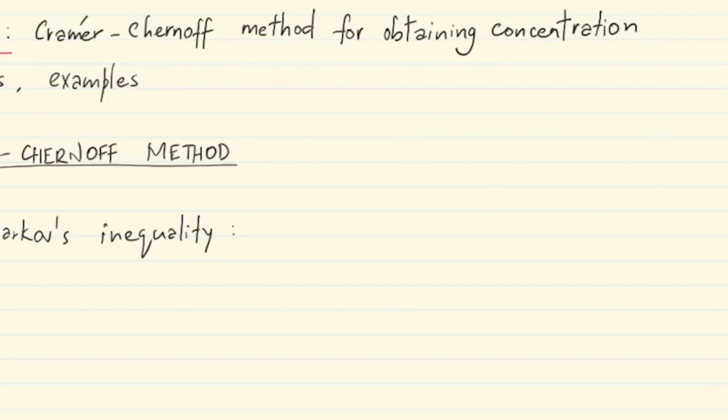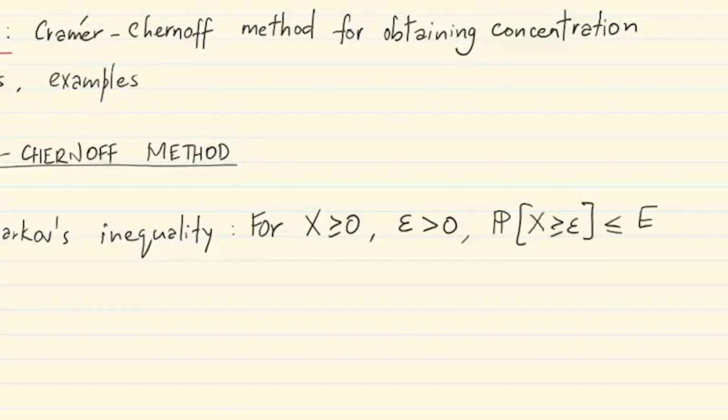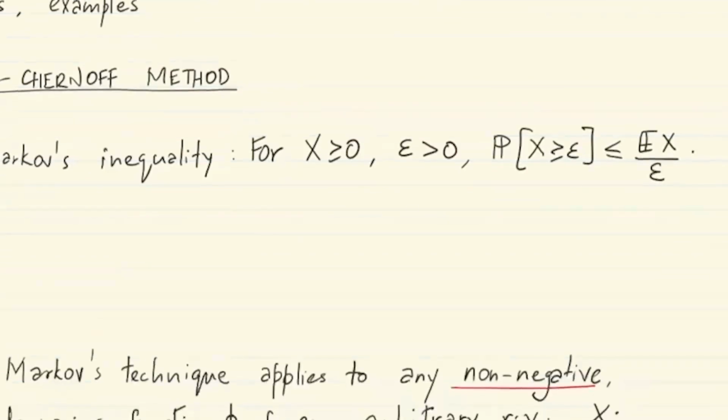So let's start by recalling Markov's inequality, which you may have seen in a basic probability class. This inequality basically says that if you have a non-negative random variable x and any number, let's say epsilon greater than 0, then the probability that x is larger than epsilon is bounded by its expected value over epsilon. Okay, so this is Markov's inequality.